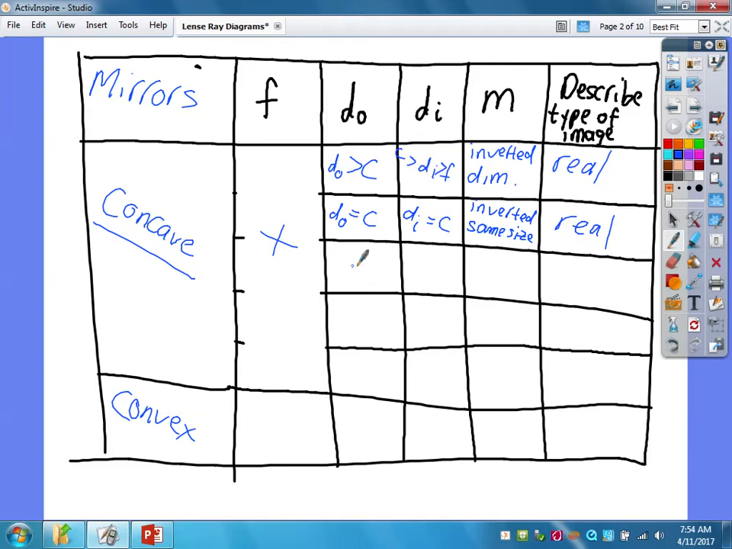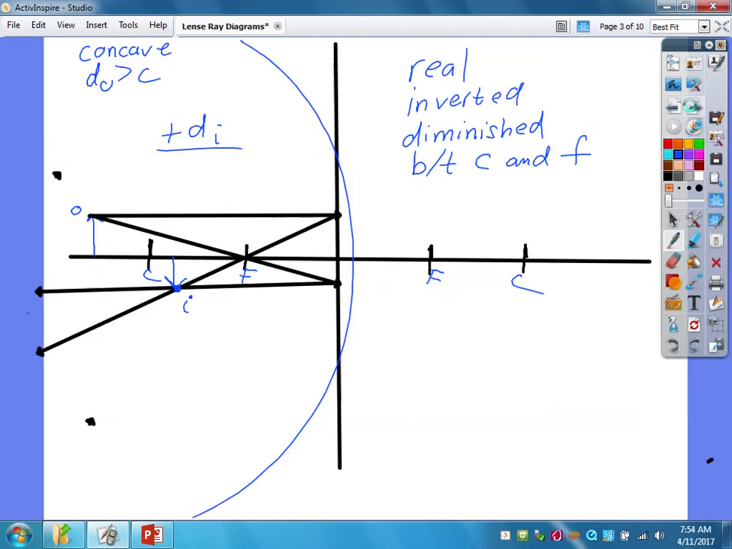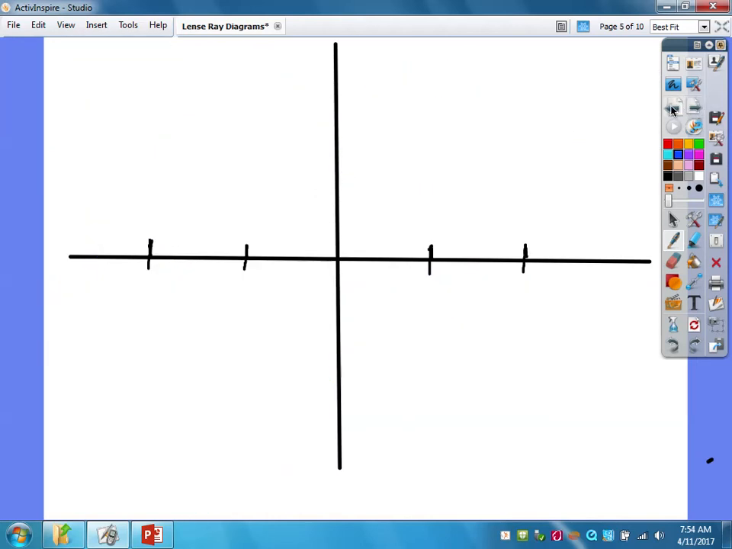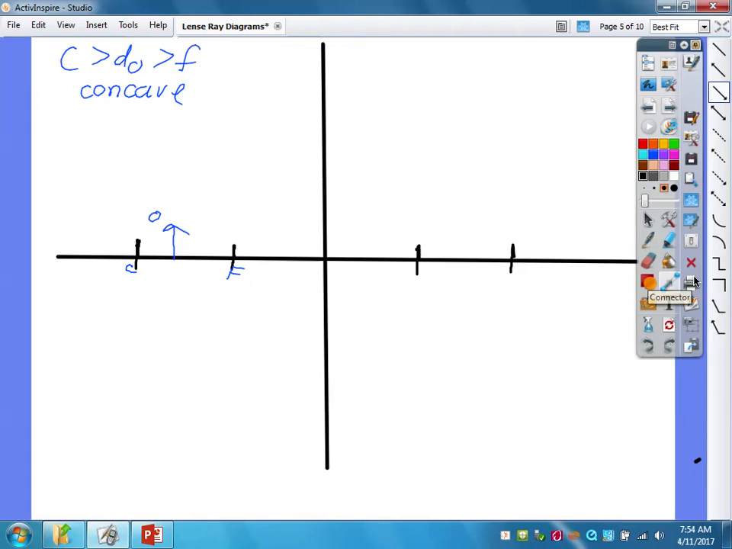All right, next situation. What if DO is less than C but greater than F? So in between C and F. All right, so C greater than DO, greater than F. Again, still concave. All the wording basically says your object is right in between here, C and F. Same thing, same thing, same thing. The nice thing is, we do the same thing again.